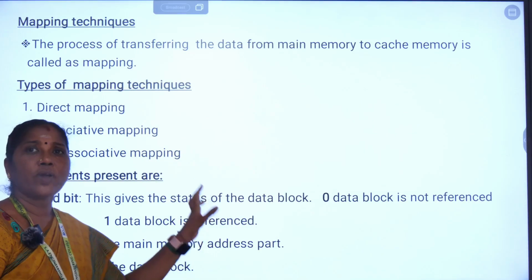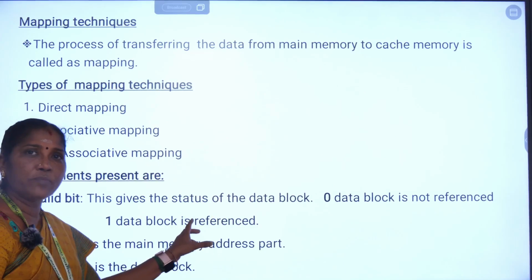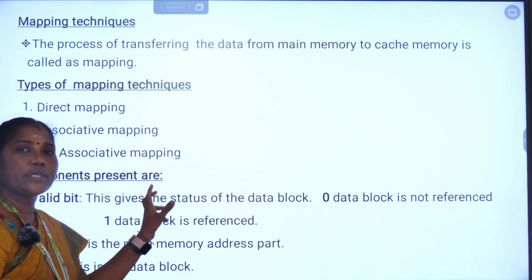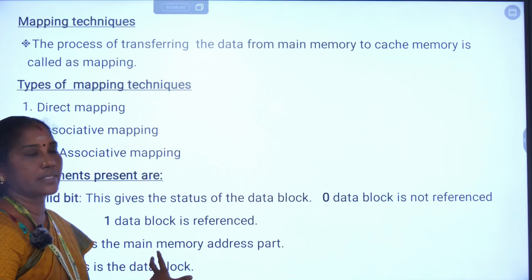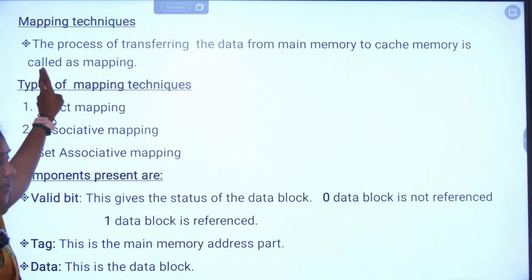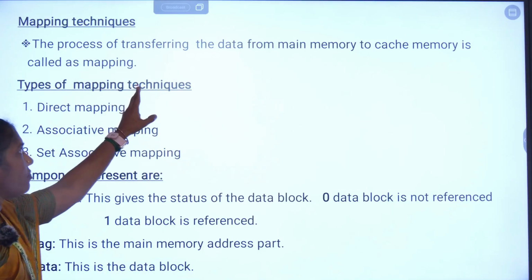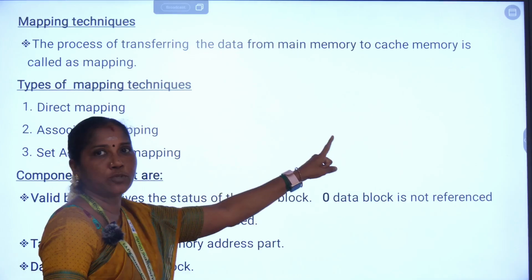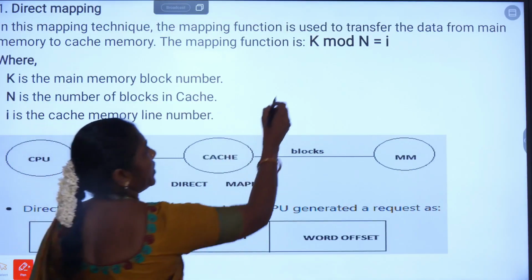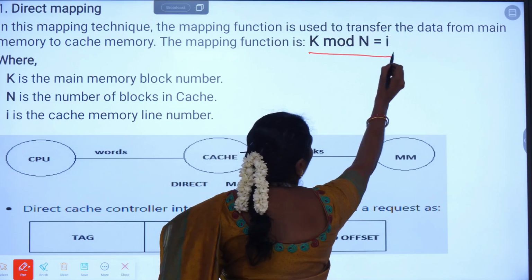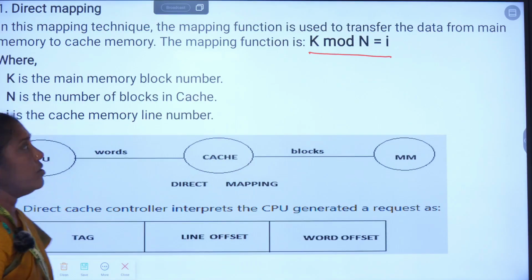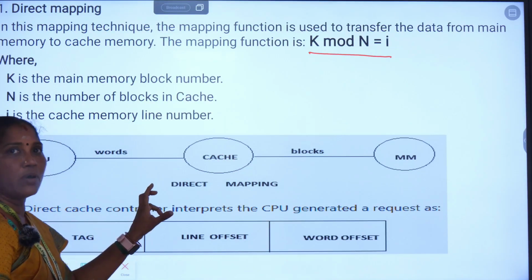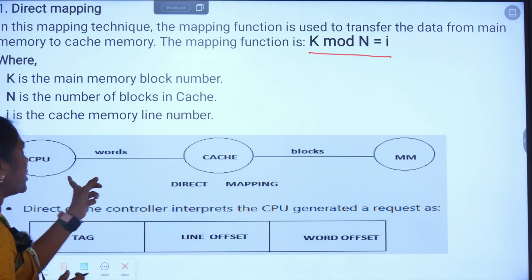So here we are going to copy the content from the primary memory to the cache memory. In the sense, we are using various mapping techniques. The mapping technique is the process of transferring the data from main memory to cache memory. So we are using the formula K mod N equal to I. By using that, we are going to copy the particular block from the main memory to the cache memory.